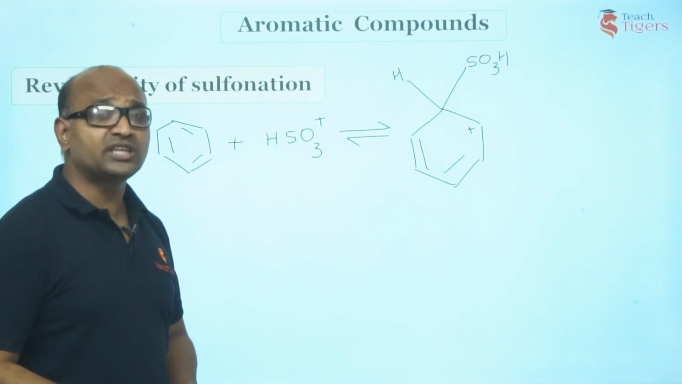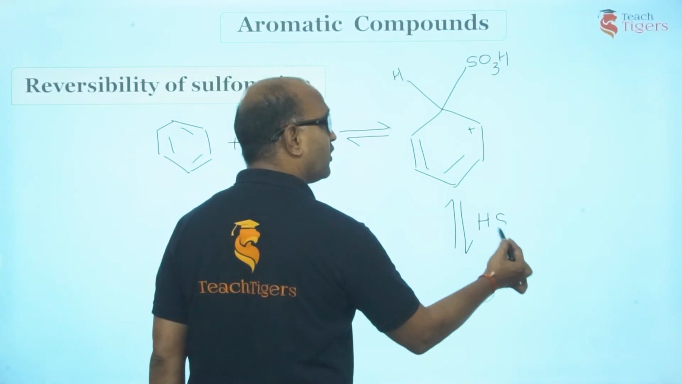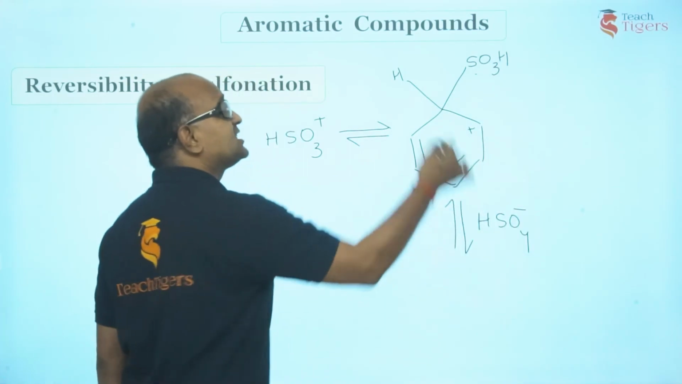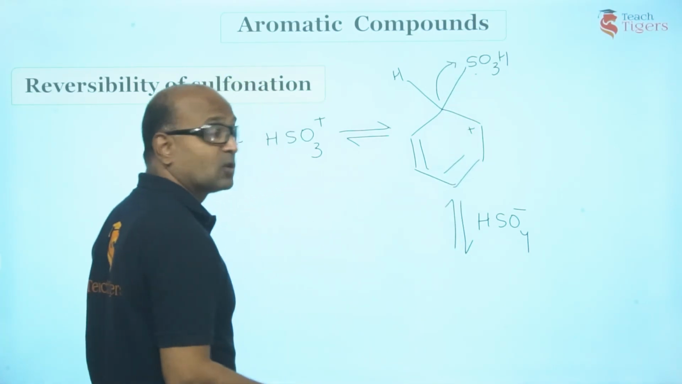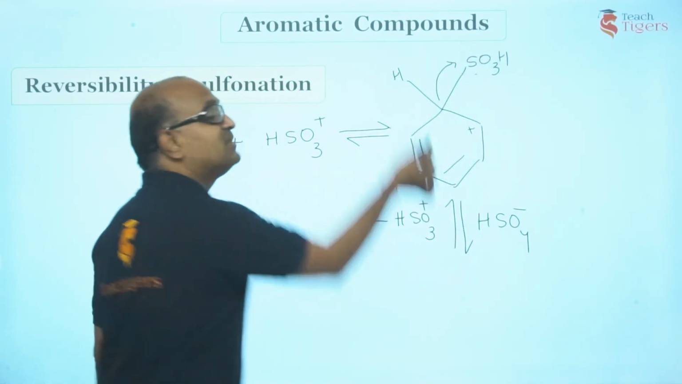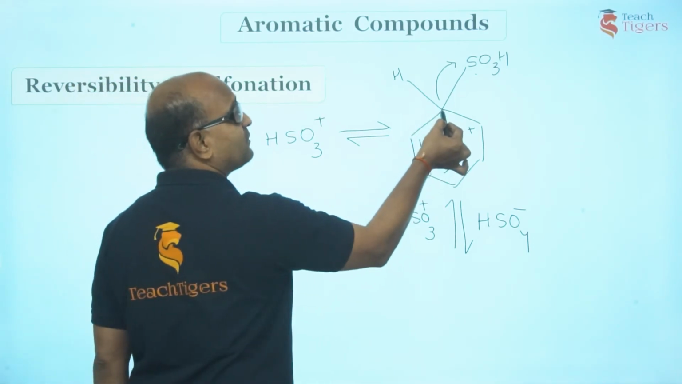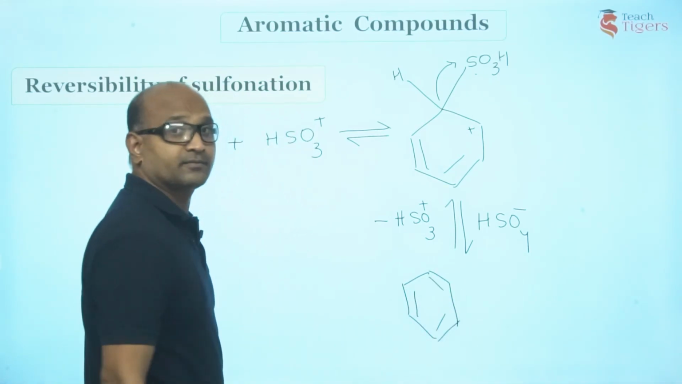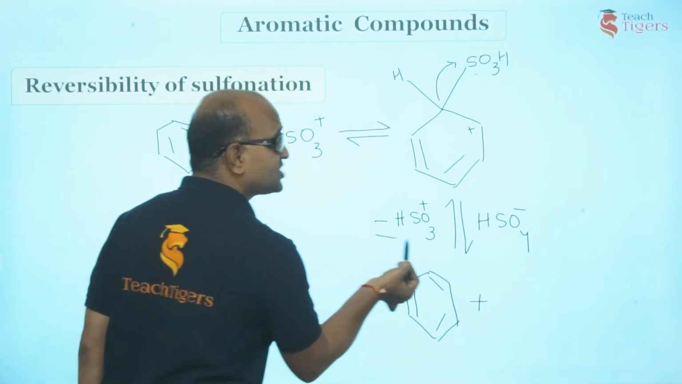But guys, there is one more thing that can also occur. What is that? Can you see this? This HSO4 minus can also react with this. Suppose that instead of hydrogen, HSO3 plus is lost from the arenium carbocation. Then, of course, this carbon would get a negative charge, resulting in benzene. This is a possible case. Plus, guys, you see, this HSO4 minus will react with this HSO3 plus.